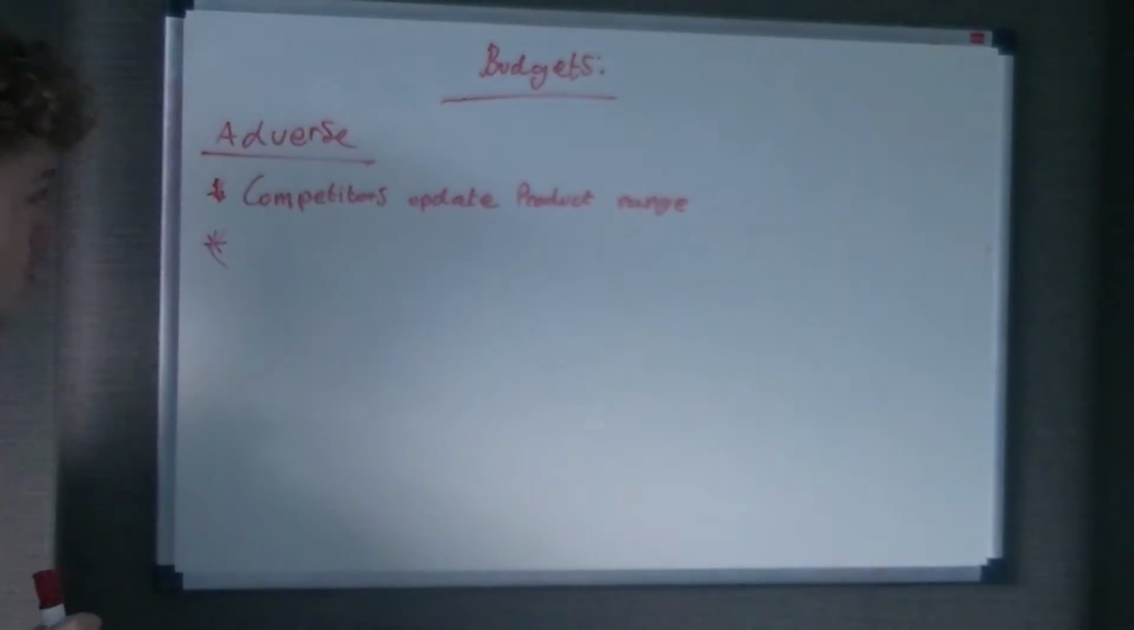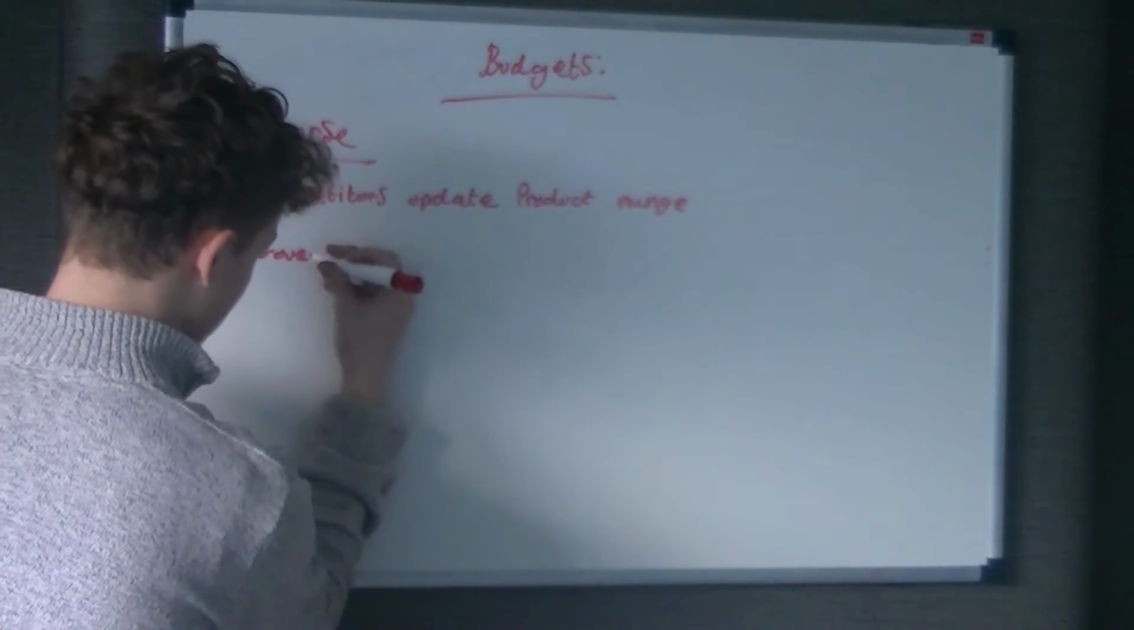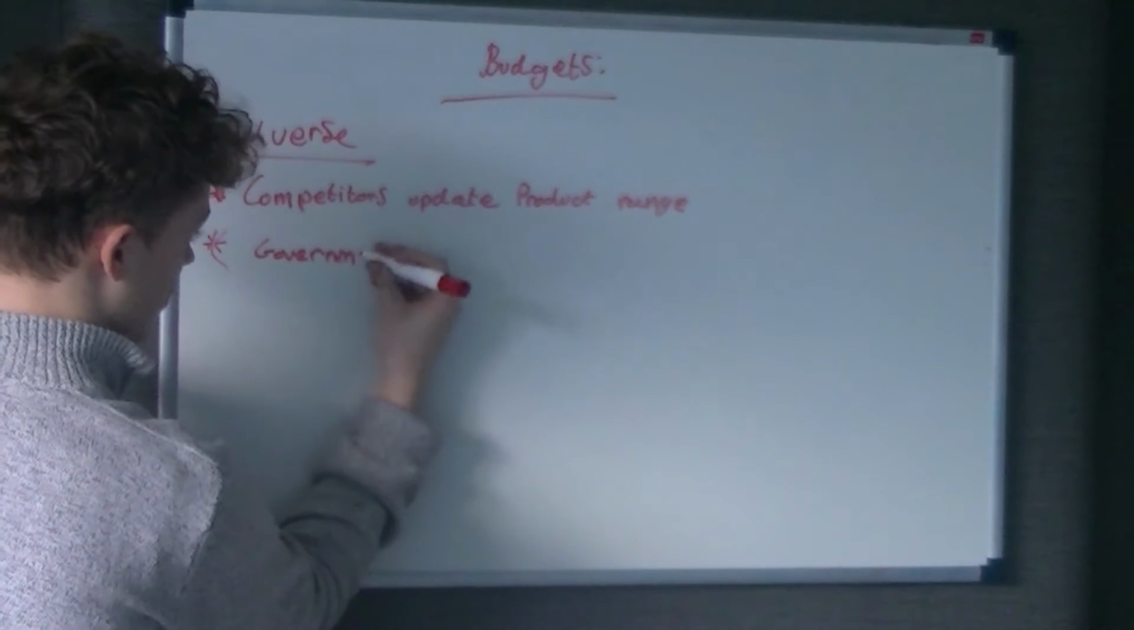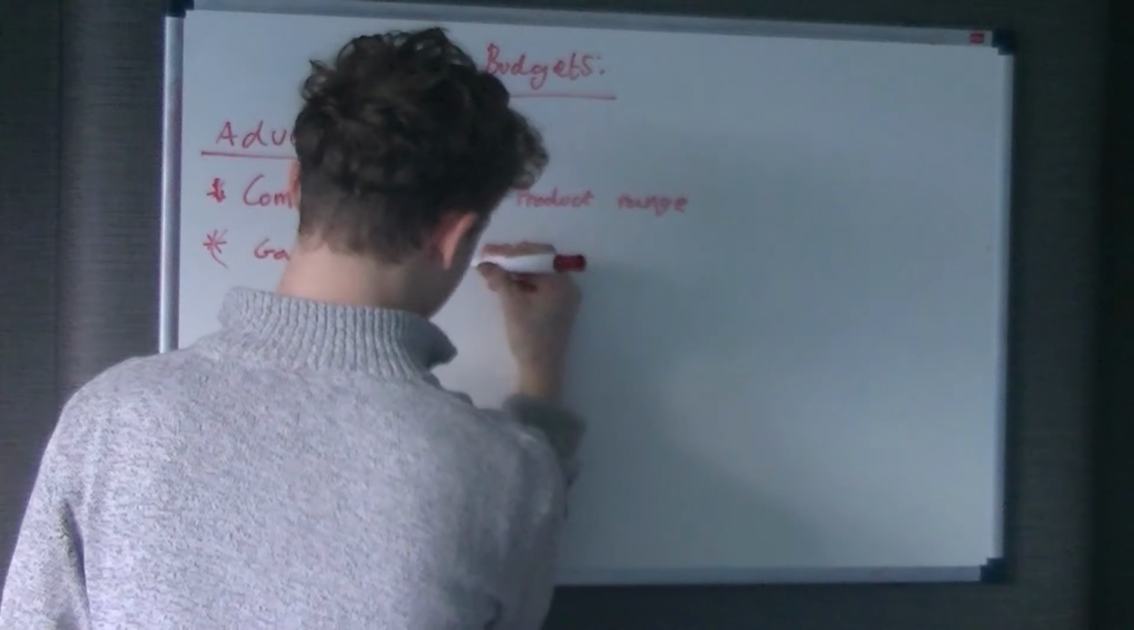And another one could be governments increasing tax. Now, tax on a business is called corporation tax. Increasing corporation tax.